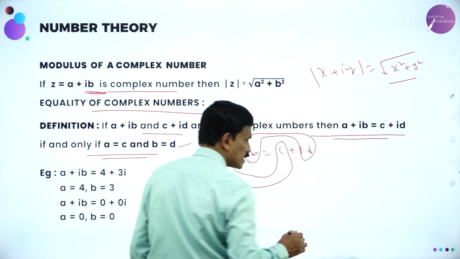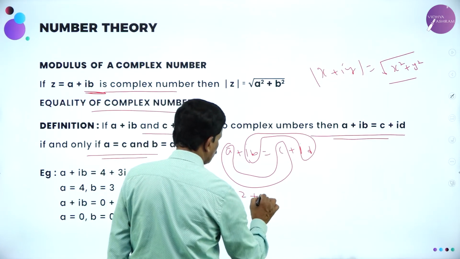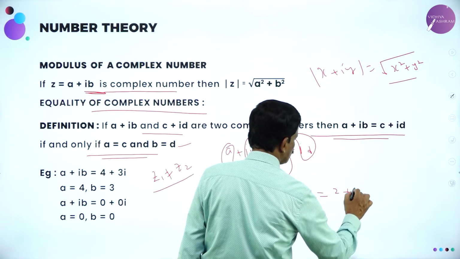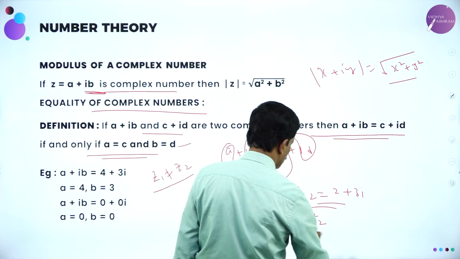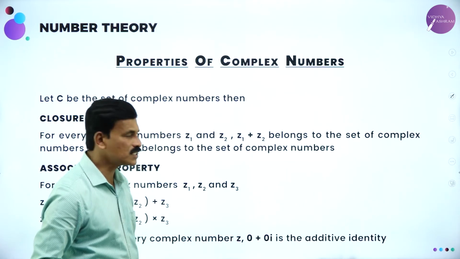So, now let us take one more example. If z1 is equal to 2 plus 3i, and another complex number z2 is equal to 2 plus 3i, then these two complex numbers are equal. z1 is equal to z2. Okay, right. Now, let us come to the next concept.